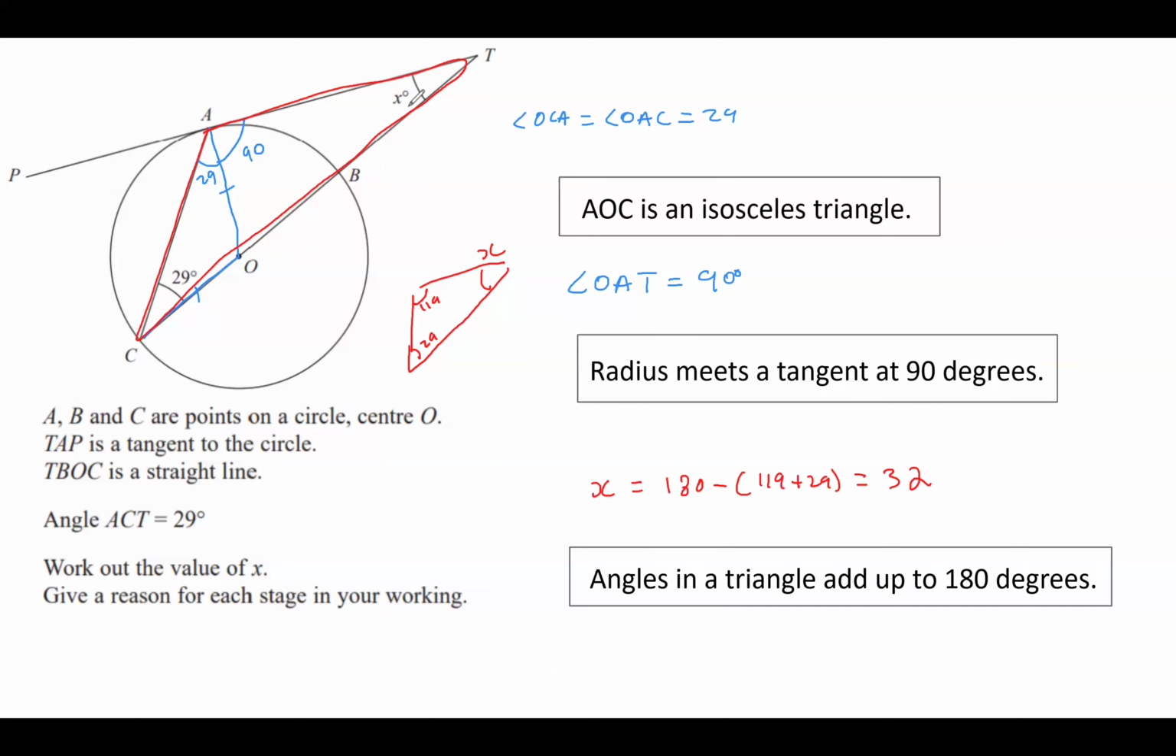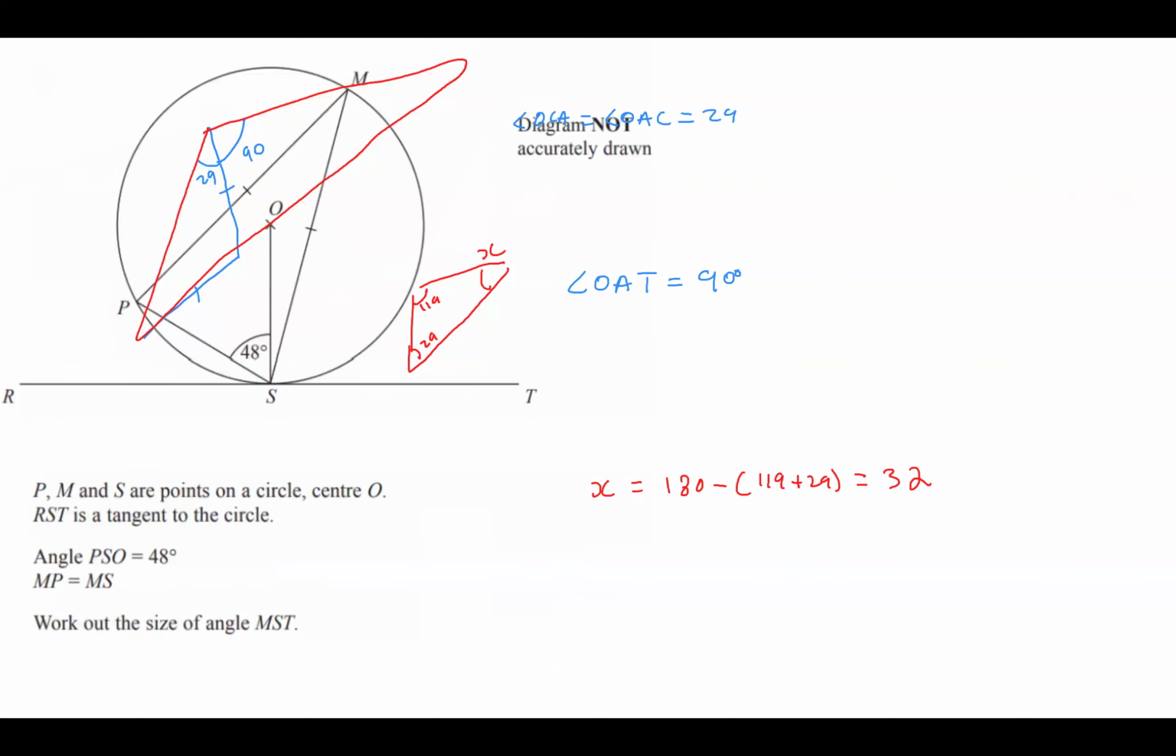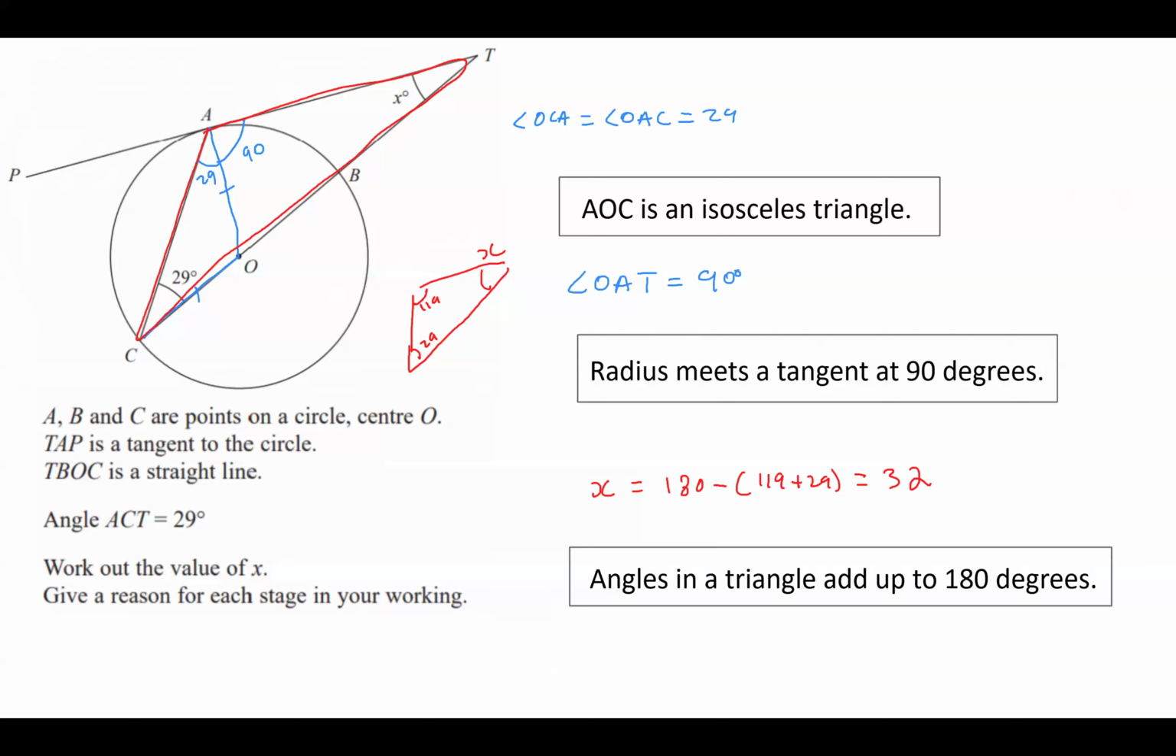Now, there are other ways of doing this question. However, I think this is probably the easiest way. But you could have worked out this angle over here, and then you could use angles on a straight line to find this angle here. And then since you know this is 90, you've got another triangle, and you can then go ahead and find x. So sometimes there are multiple ways of doing a problem involving circle theorems.